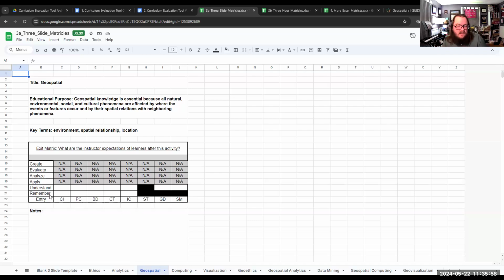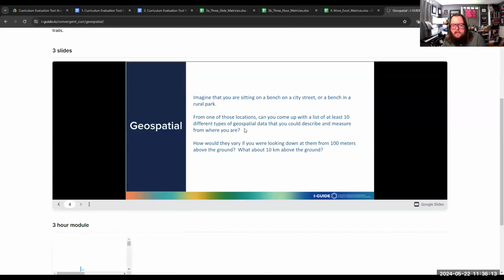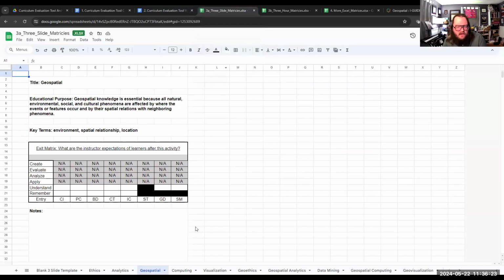In my case, I said, okay, geospatial really didn't touch on any of these components, but it did touch on spatial thinking to a point where I think there's some understanding in there, especially in that last slide. It says, if you're sitting on a bench, can you come up with some different types of geospatial data you could use to describe and measure? For me, that's understanding spatial thinking to the point of imagining yourself in a place, understanding what a place looks like. I think that's actually pretty high.